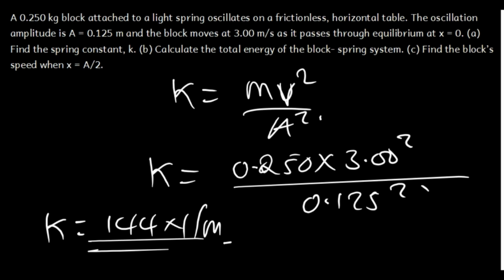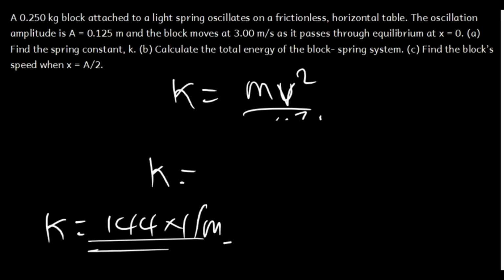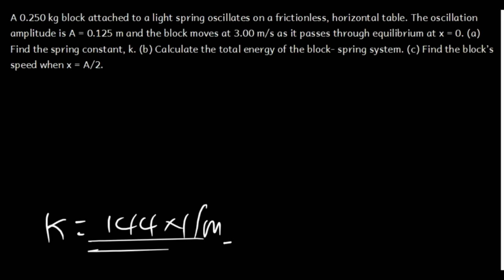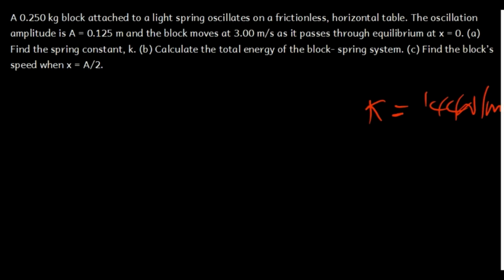So now, if this is the value of K, we can put it somewhere because we will need this. So K, we are saying that is 144 Newton per meter. What else now? Part B is saying calculate the total energy of the block spring system.